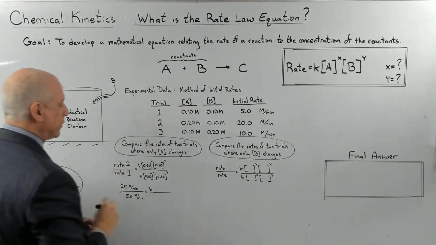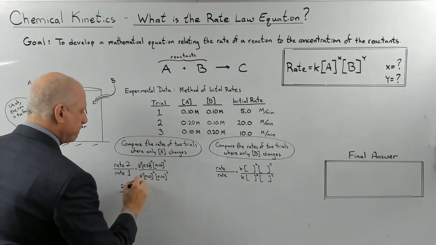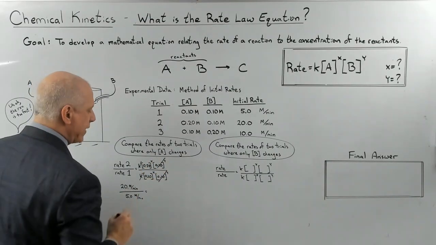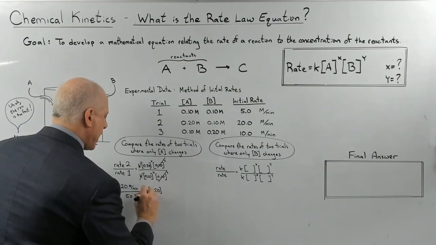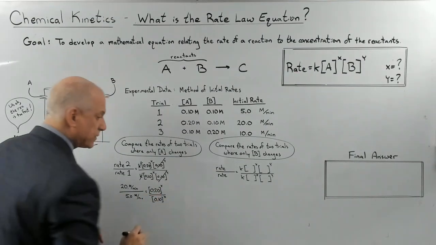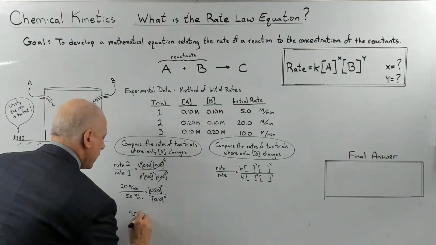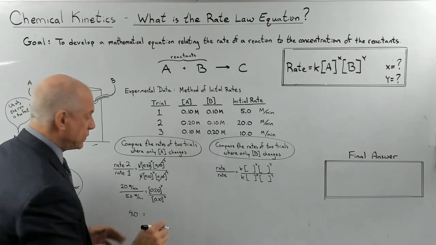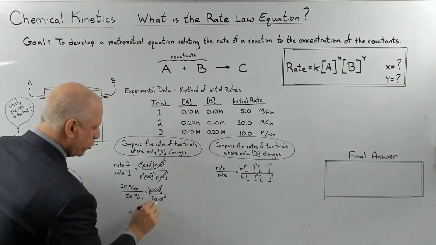It equals K for the numerator over K for the denominator, but hold on a second here. The K's cancel out, and the concentration of B is the same, so 0.1 to the y and 0.1 to the y cancel out. So now we have 0.20 to the x over 0.10 to the x. And now 20 over 5, that's 4. And this is the same as 0.2 over 0.1, which reduces to 2, raised to the x power.